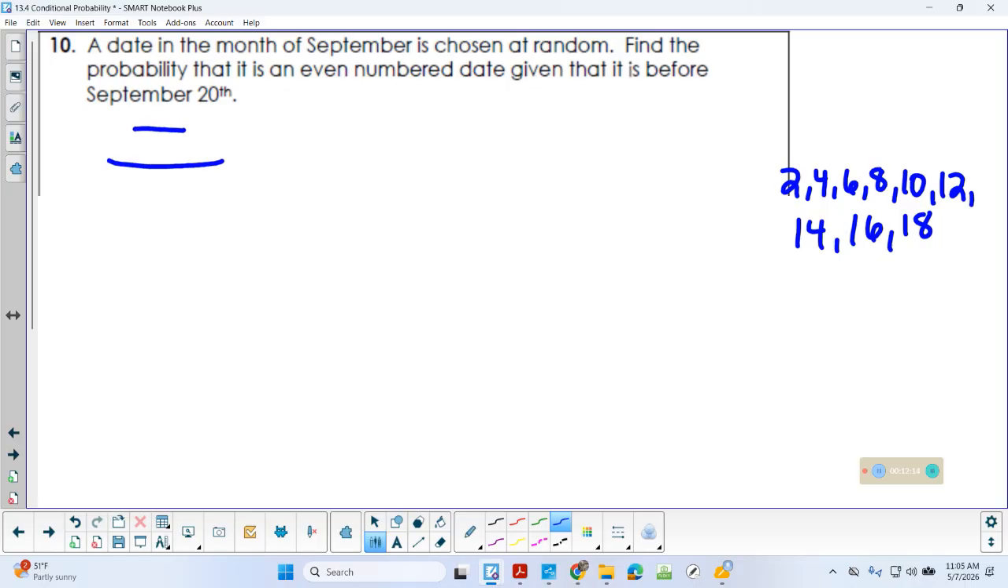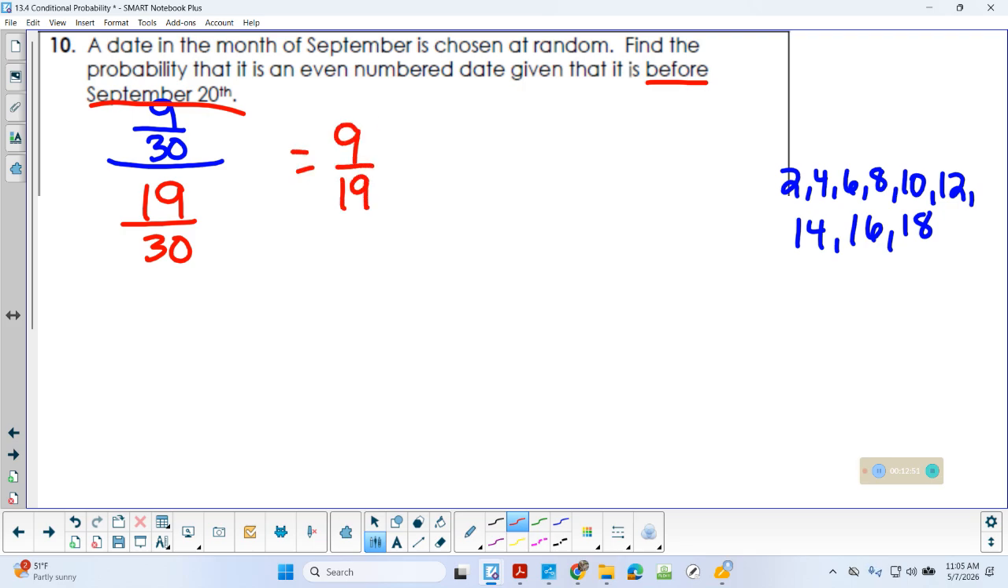All right. So we're ready to go here. So my first fraction. First question, we also need to know how many days are in September? 30. There's 30 days in September. Now, how many even numbers before September 20th are over there? 9. Okay. I'm going to do the bottom fraction out of 30. So remember, that's the second event, before the 20th. So now you're just asking yourself, how many total days are before the 20th? 19, 1 through 19. And of course, the 30s cancel, you got it, 9/19. All right, any questions on that guy?